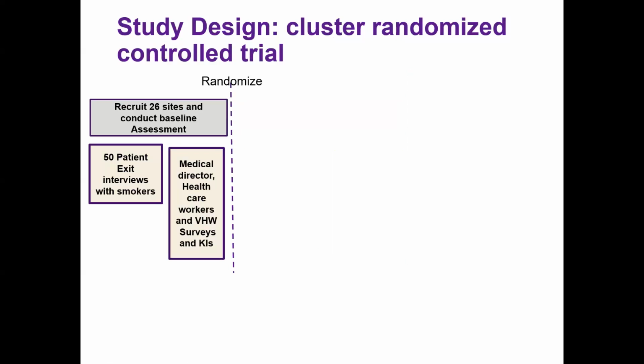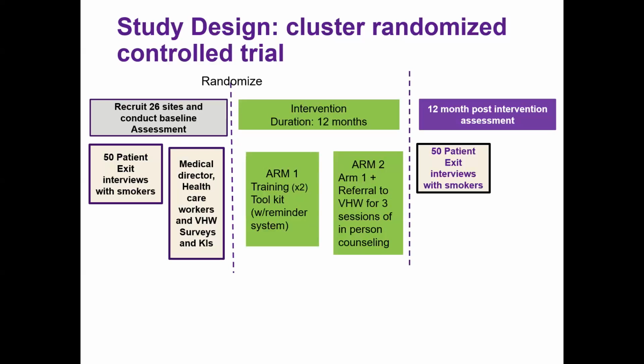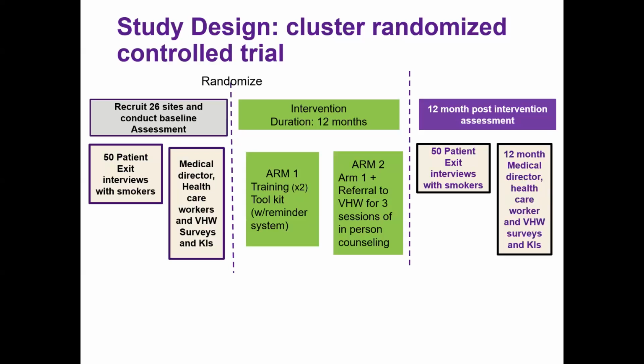We randomized the sites. The intervention was 12 months. We had that arm 1 versus arm 2, which I described. And then at 12 months, again, we did another cross-sectional assessment of provider asked, advised, assist, and refer. And then again, we did these evaluations.